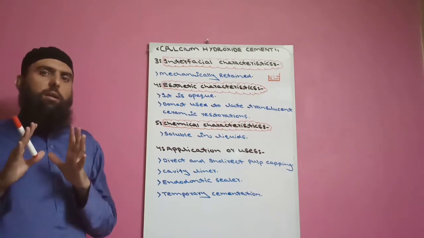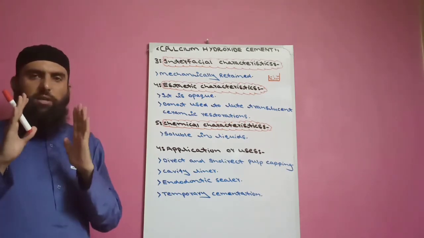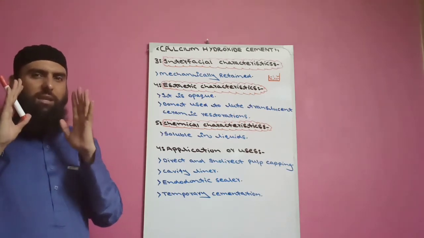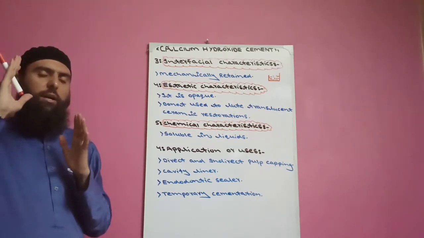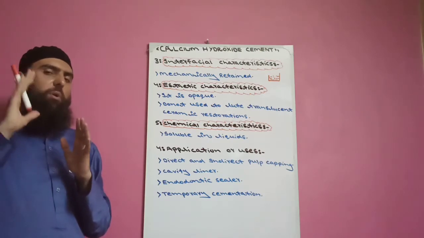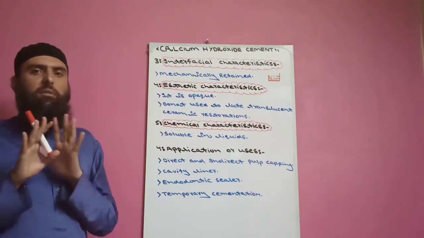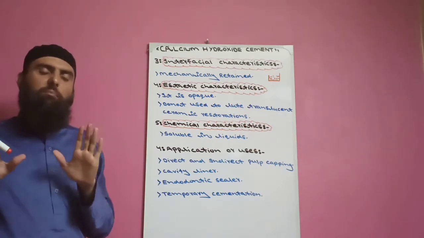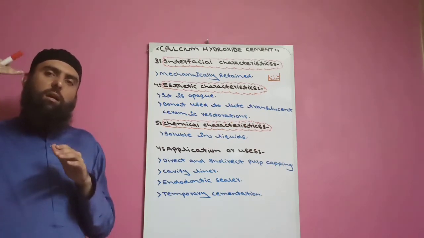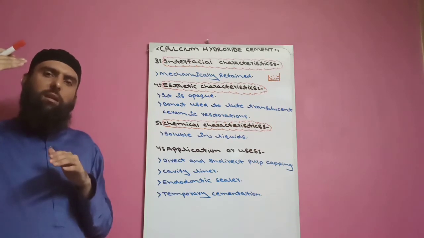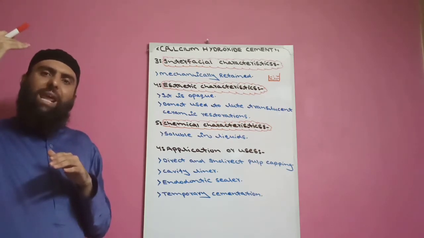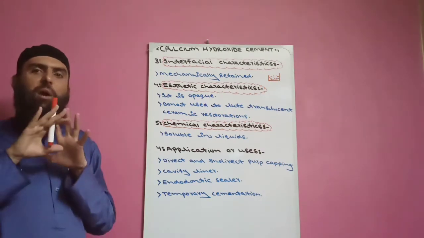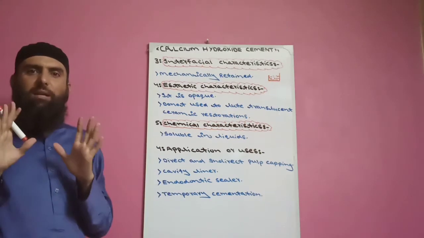Now, due to translucency, we can see the inner radiopaque calcium hydroxide. Therefore, the ceramic aesthetic will be deformed. Why? Because we can see the inner radiopaque calcium hydroxide from the outer surface of the ceramic.